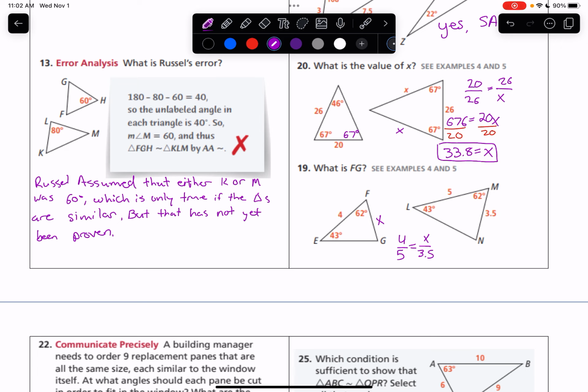Cross multiply there. I get 4 times 3.5, that is 14, equals 5x. Divide both sides by 5. And I get 2.8 as the value of x.